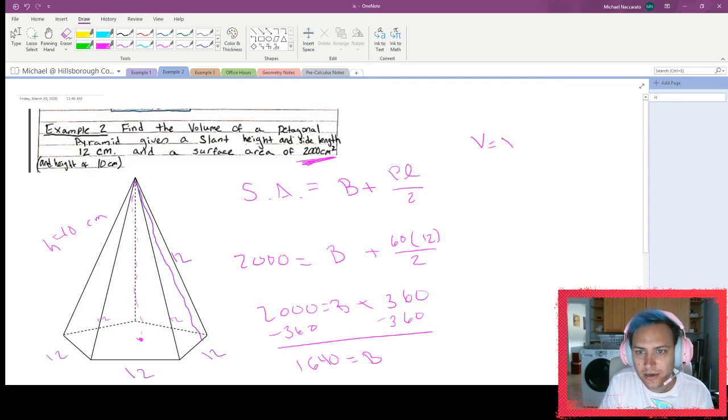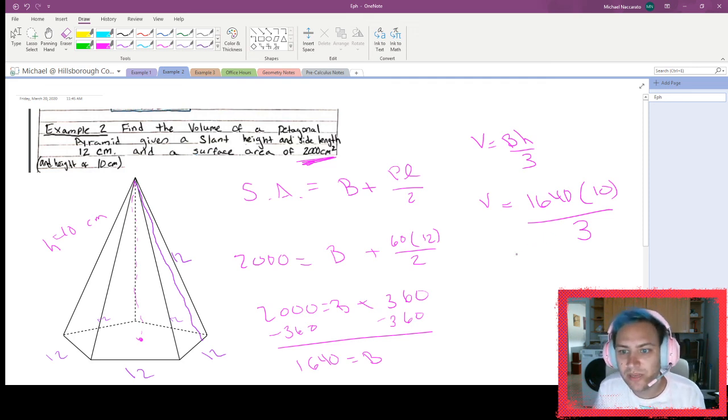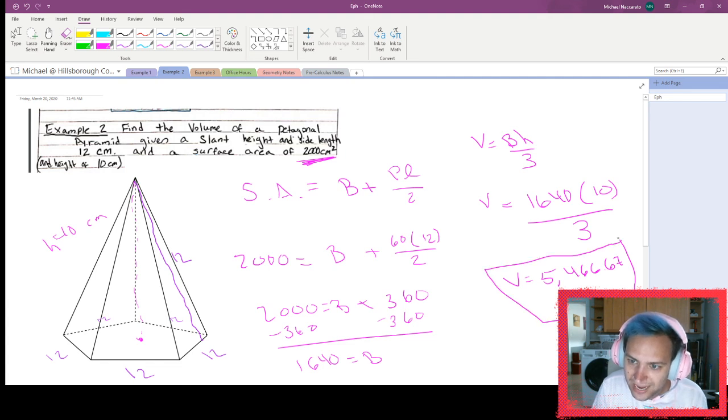Volume is big B times H divided by 3. Big B, we now know, is 1640. We know the height was 10, and divided by 3. So we'd plug this in then. 1640 times 10 would give me 16,400. And 16,400 divided by 3 is going to give us 5,466.67. And again, we're going to put our units. This was in centimeters, so we'll put centimeters cubed. And that would be how you take a surface area and come backwards with it.